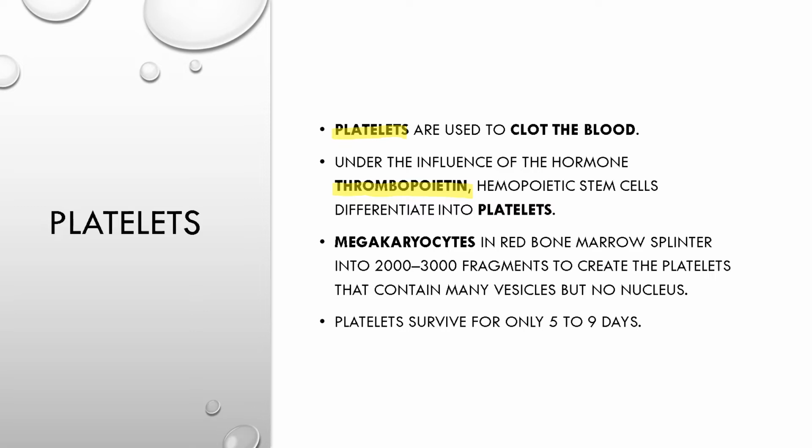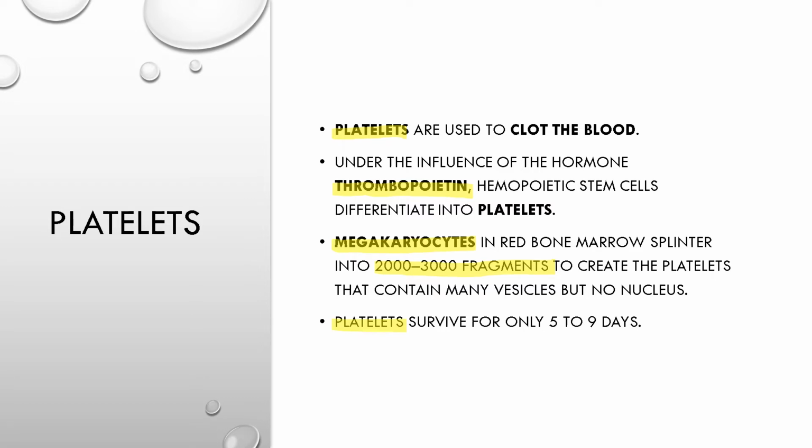Then those megakaryoblasts transform into megakaryocytes, which are these really huge cells that splinter into about 2,000 to 3,000 different fragments. And each of these fragments is enclosed by a piece of the plasma membrane, and these are now called platelets. So each of those fragments is its own platelet. Now, platelets will break off from the megakaryocytes in red bone marrow, and then they enter into blood circulation.